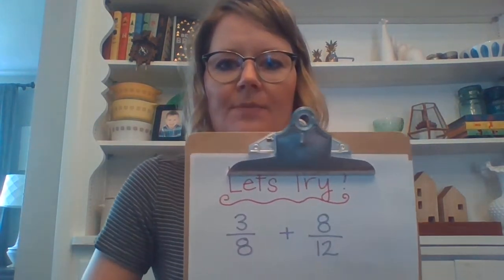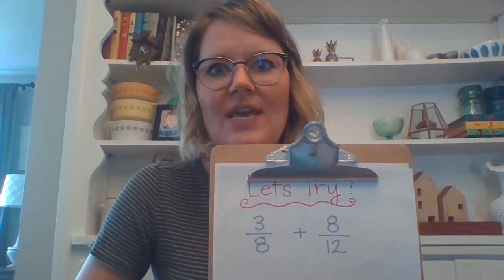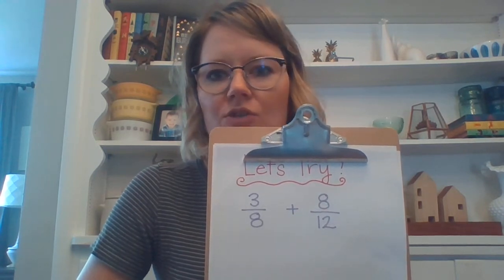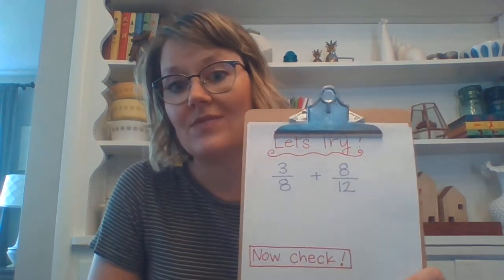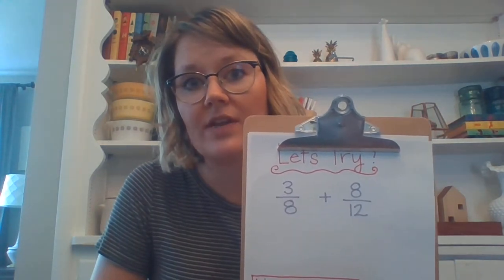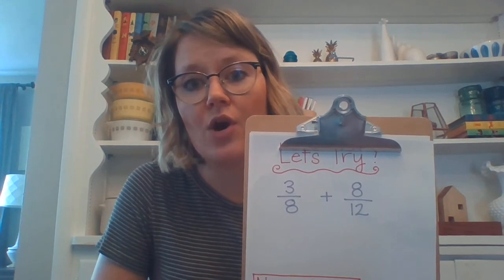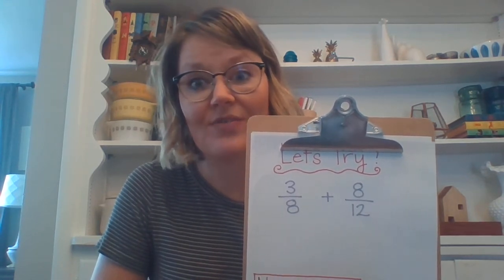So we're going to give this a try. On this page, you will find a problem. Let's see, what problem is it? Oh, it's number 3. We're going to do number 3 together. Number 3 says 3/8 plus 8/12. And before we solve the problem, we're going to think about what we know about 3/8 and what we know about 8/12.